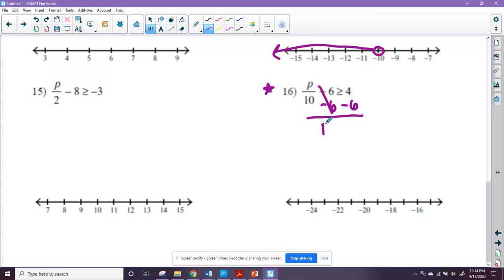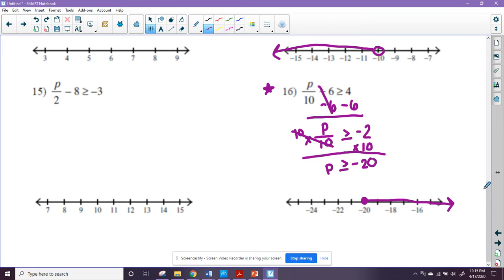Cancels out. We get P over 10 is greater than or equal to 4 minus 6 is negative 2. So we have to get P by itself. We have P divided by 10. So to undo division, we have to multiply both sides by 10. Cancels out. We got P is greater than or equal to negative 20. We go down to negative 20. It's a closed circle because it's equal to and it's pointing to the right.